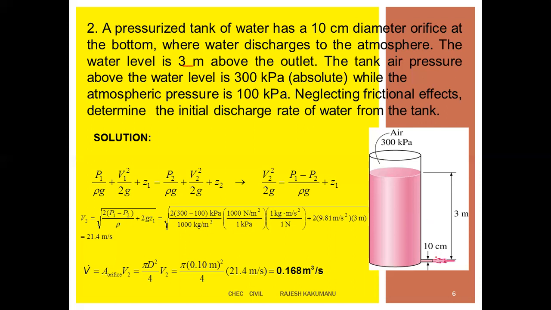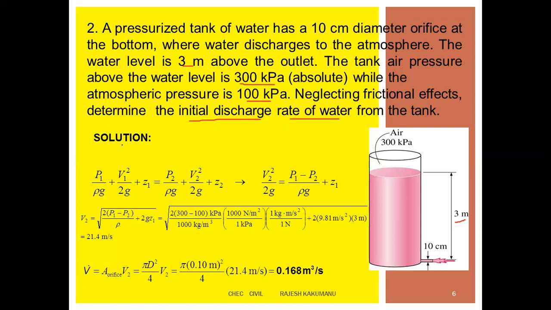The water level is 3 meters in height above the outlet. The tank air pressure above the water level is 300 kPa, while the atmospheric pressure is 100 kPa. That is, the pressure inside the tank is 300 kPa, whereas the atmospheric pressure is 100 kPa. Neglecting the frictional effects, determine the initial discharge rate of the water from the tank.